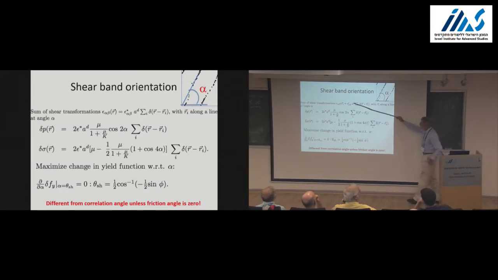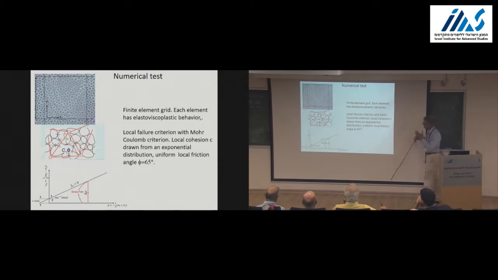Okay. And so when you do the calculation, you just create a shear band as a sum of delta functions that are regularly spaced along a line at some angle alpha. You compute the response for the pressure, for the shear stress inside, which will be 0 everywhere except along the line itself. And if you maximize the change with respect to the angle alpha here, you get that the maximum change in the yield function is obtained for a value which I call theta shear, for shear band, which is given by this formula, and which is in general different from the angle for the correlations unless phi is equal to 0. Okay, you can use this to define a macroscopic Coulomb angle, but that's not too important.